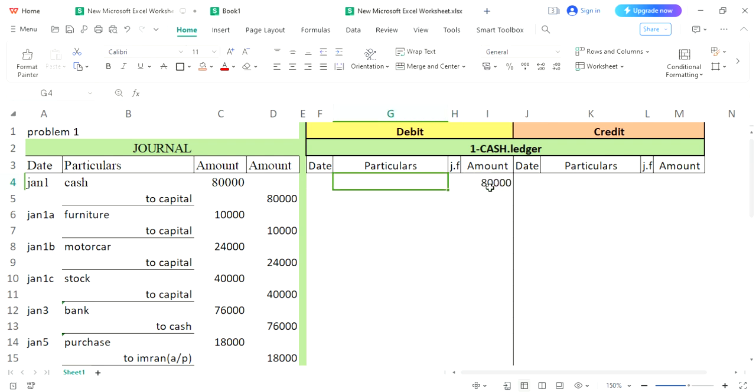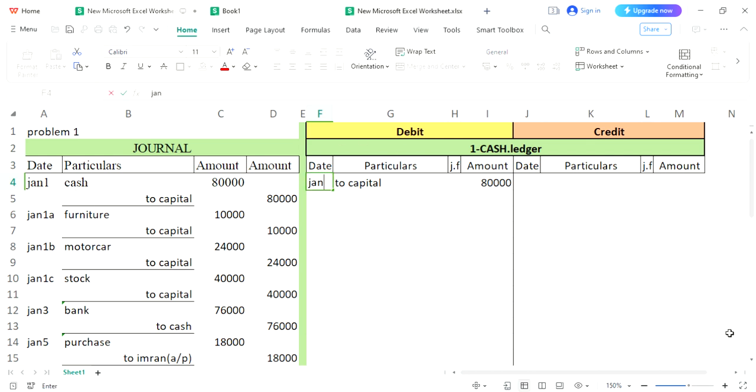Now it's time to put the reference. What is written on the opposite side? Cash was debited by 80,000 and we have posted 80,000 over here. What is written on the opposite side? That is 2 capital. So you are going to write 2 capital, should not be capital letters, 2 capital in particular column, and this is used just for the reference. Okay, now put the date. It was January 1. So here you will write January 1 over here. Date is completed, posting completed.